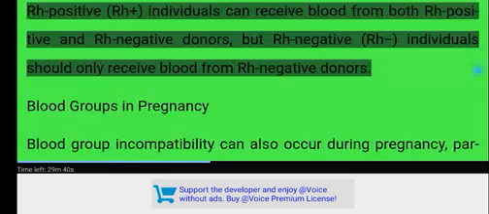Rh compatibility in transfusions. Rh positive, Rh plus, individuals can receive blood from both Rh positive and Rh negative donors, but Rh negative, Rh minus, individuals should only receive blood from Rh negative donors.